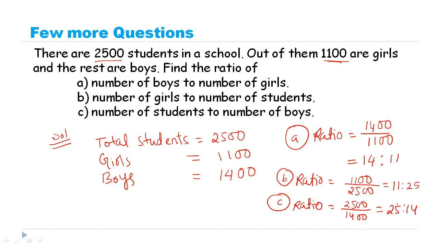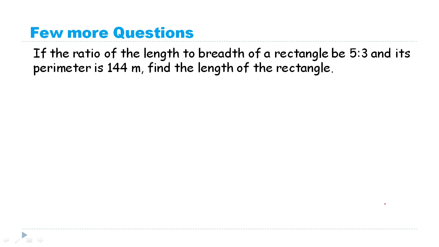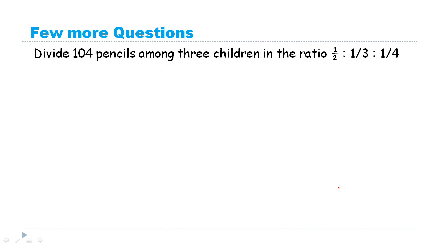So it's very simple. The next question has been discussed in the previous video. Divide 104 pencils among 3 children in this ratio. Very important, this one may be asked in the exam. The total number of pencils is 104. You can see the ratio is not in its simplest form. Can we take this ratio into its simplest form? Yes, of course.